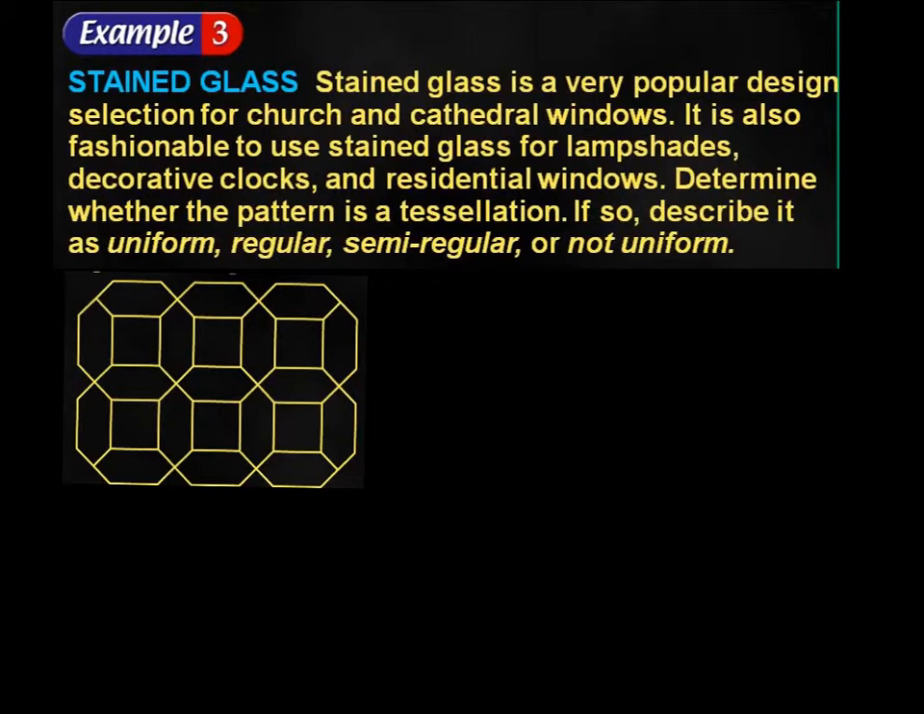Stained glass is a very popular design selection for church and cathedral windows. It is also fashionable to use stained glass for lampshades, decorative clocks, and residential windows. Determine whether the pattern is a tessellation. If so, describe it as uniform, regular, semi-regular, or not uniform. Well, the shapes all fit together without any gaps, so it is a tessellation. Before we can ask if it's regular or semi-regular, we have to clarify if it's uniform or not. I do not have the same angle at every vertex, so it is not uniform.